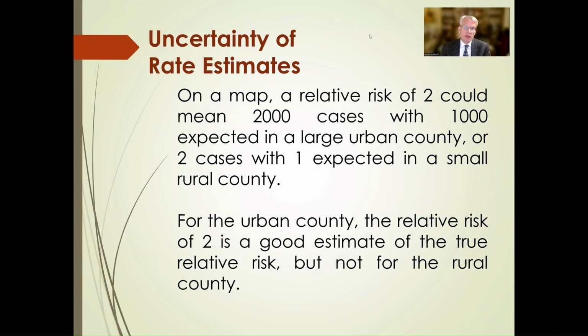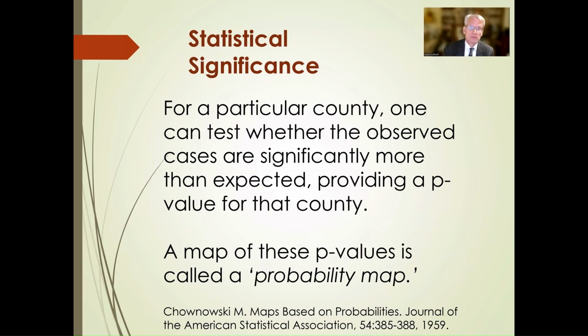If we look at a map like this, a relative risk of 2 could mean very different things in a large urban county or a small rural county. In a large county, it would be maybe 2,000 cases when 1,000 is expected. So that's a pretty good estimate of the risk. But in a small rural county, maybe 2 cases when 1 was expected, which could easily happen by chance. So we have to take that into consideration when we have a map like this.